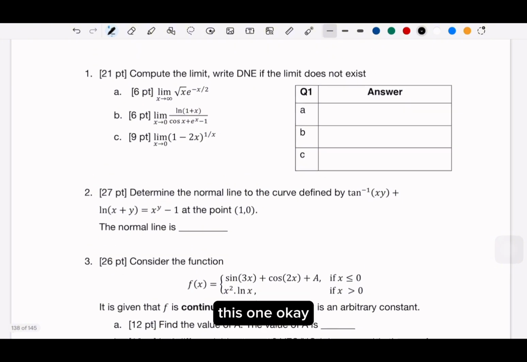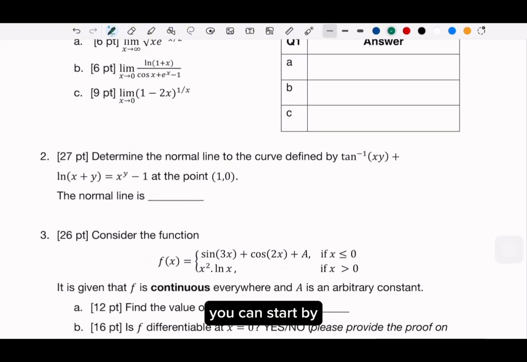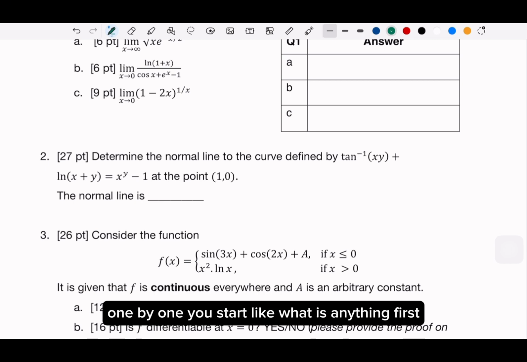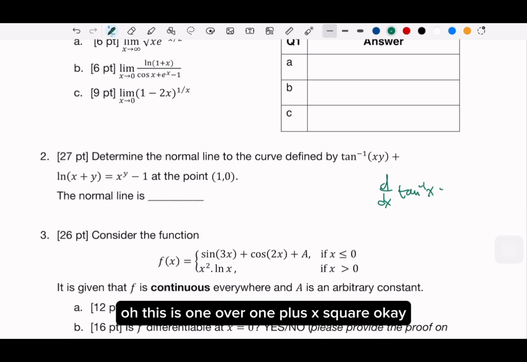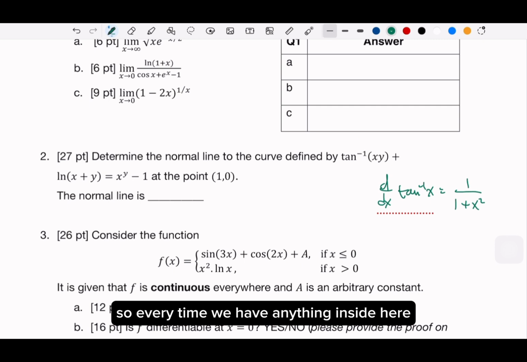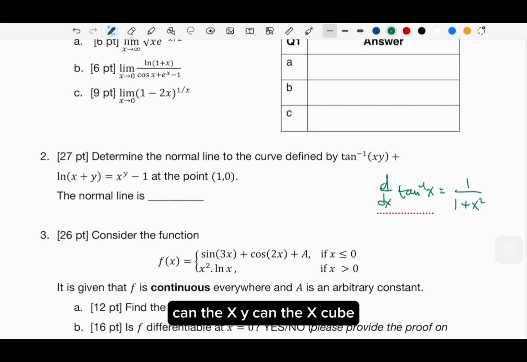For this one, if you forget, you can start one by one. What is the derivative of tangent inverse in x first? Do not include this y. Start taking d/dx of tangent inverse x. This is 1 over 1 plus x squared. So every time we have anything inside here, it can be xy, x cubed, x cubed y, y squared, or anything, we can make this structure, right?